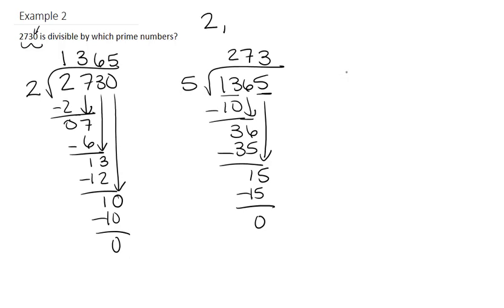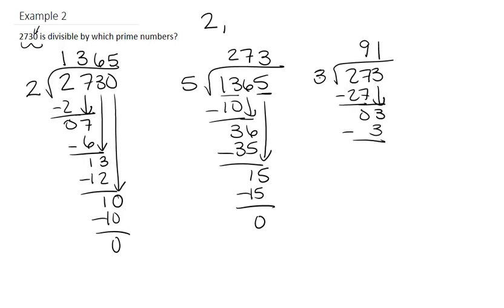Next, we look at 273. Now, let's see. 2 plus 7 is 9, plus 3 is 12. So this means that it can be divided by 3, as 12, the sum of the digits, can be divided by 3. So let's put 3 out in front. So 3 can go into 27 9 times. 3 times 9 is 27. We subtract, we get 0. Next we bring down the 3, and 3 can go into 3 one time. 3 times 1 is 3. We subtract. Now we get 0. So we're left with 91.